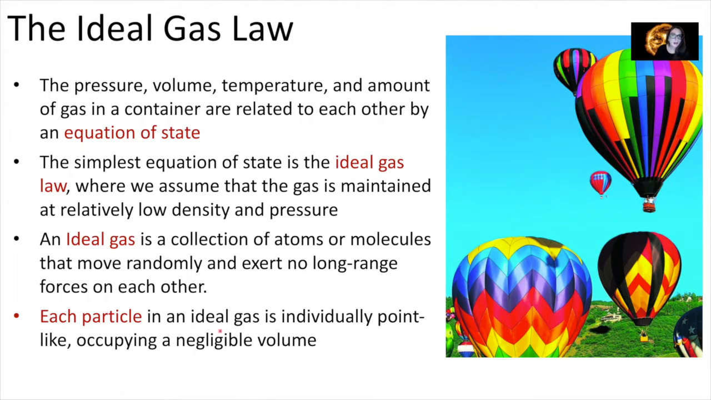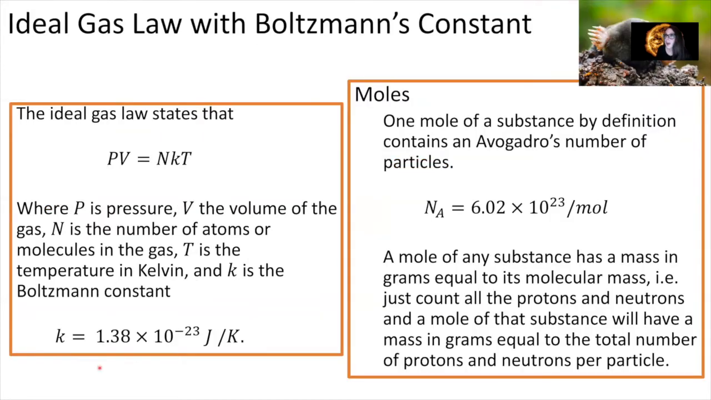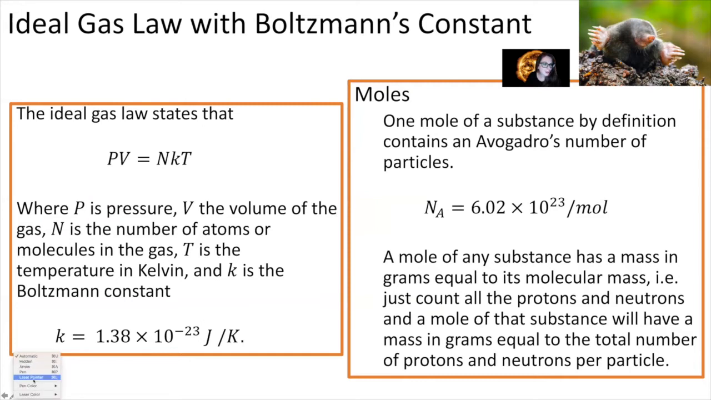And each particle in a gas can be treated as being point-like, and the little particles on their own occupy a negligible volume by themselves. There are two ways we can define the ideal gas law, and one of them is by utilizing what we call the Boltzmann constant. Okay, the moles will be important in a minute.